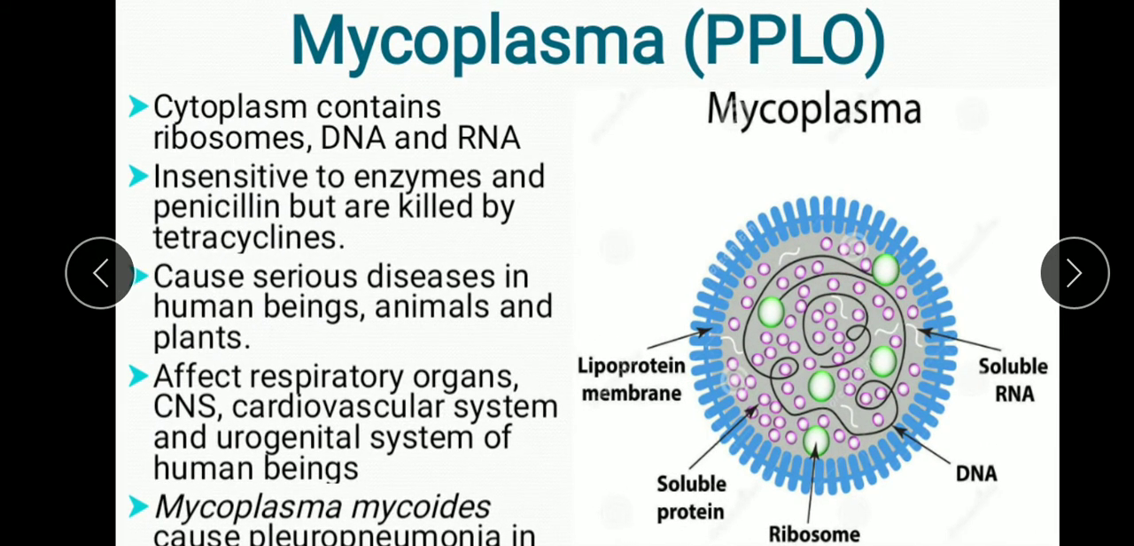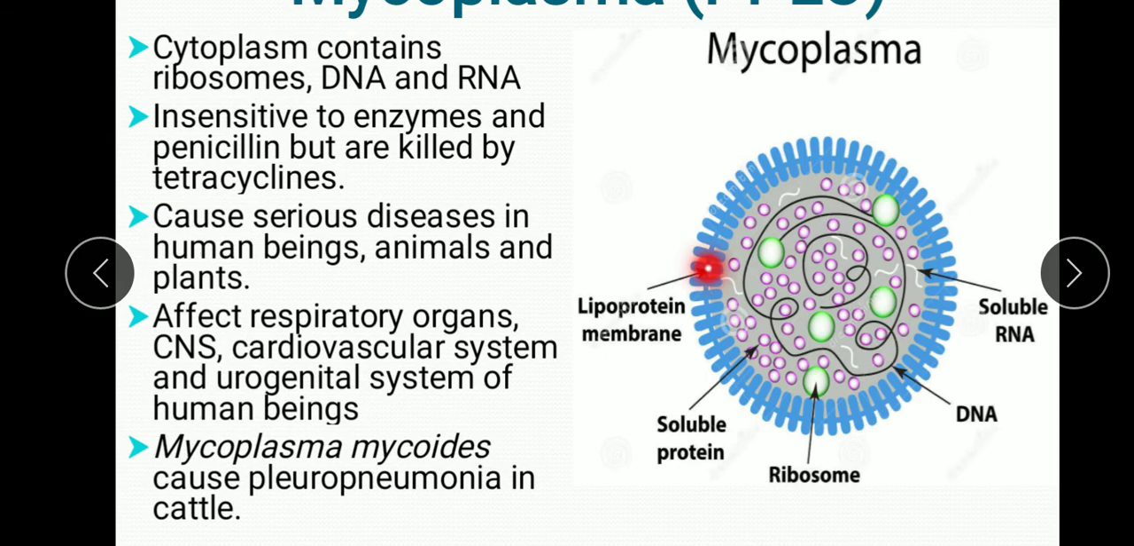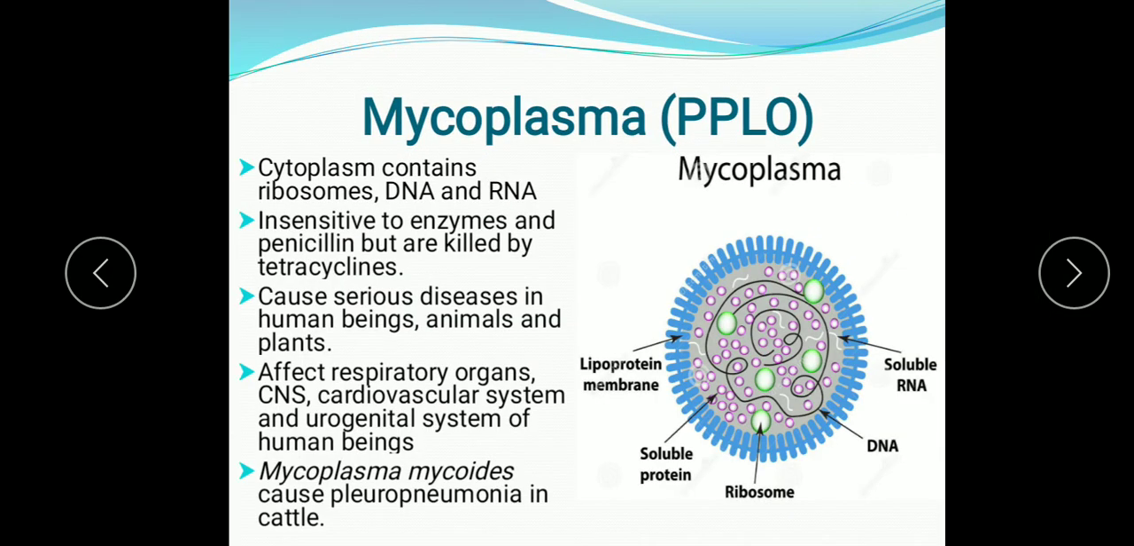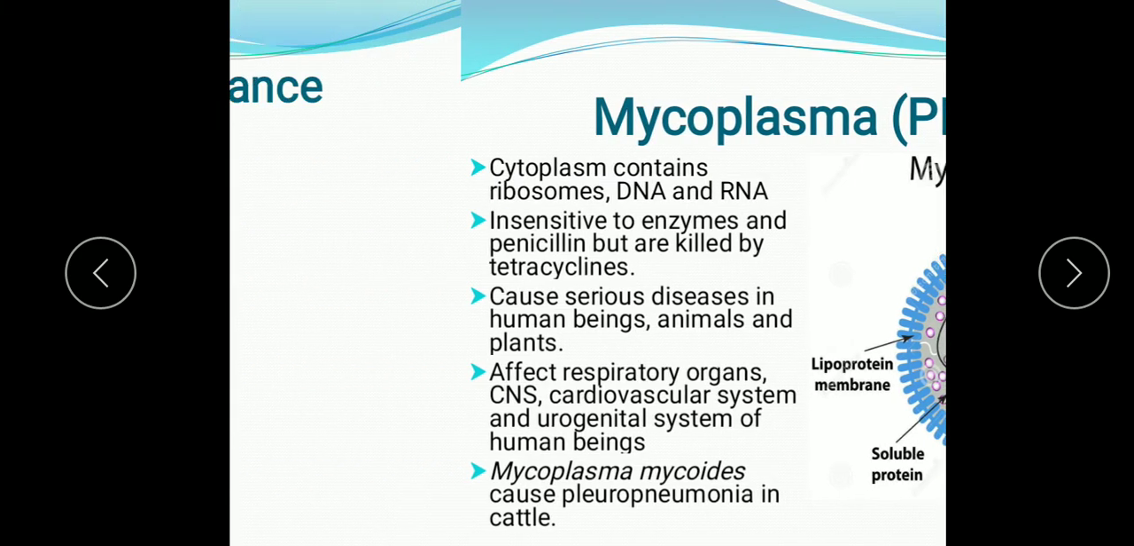This is the structure of Mycoplasma. You can see the single layer of lipoprotein membrane, made up of the unit lipoprotein membrane, soluble proteins are present, ribosomes are present, and DNA along with the soluble RNA. So this is Mycoplasma PPLO.